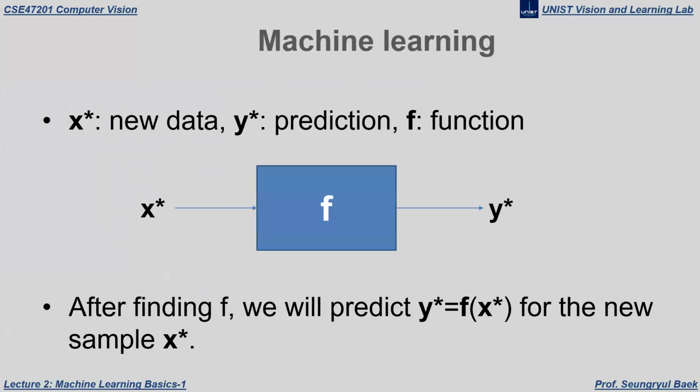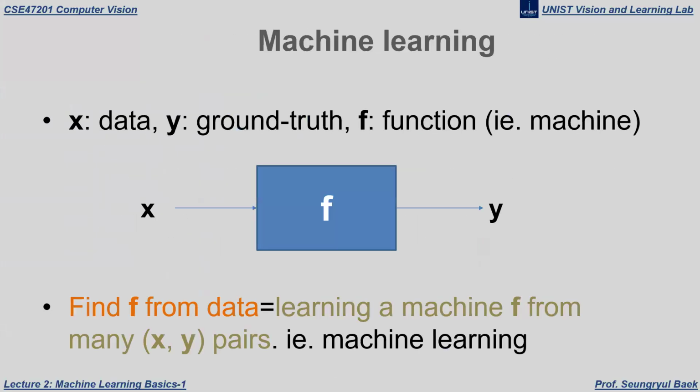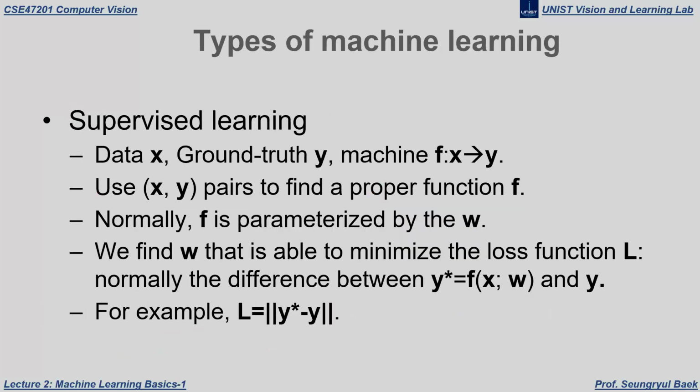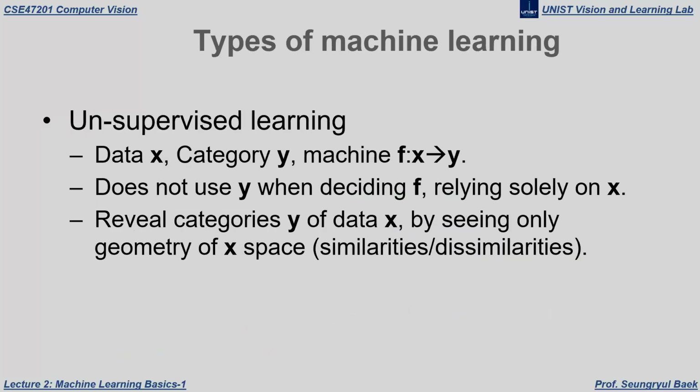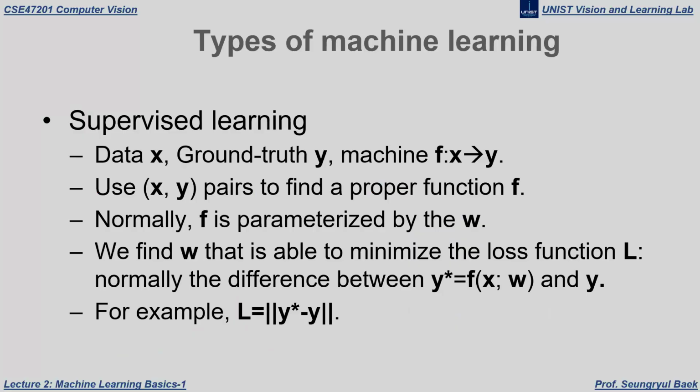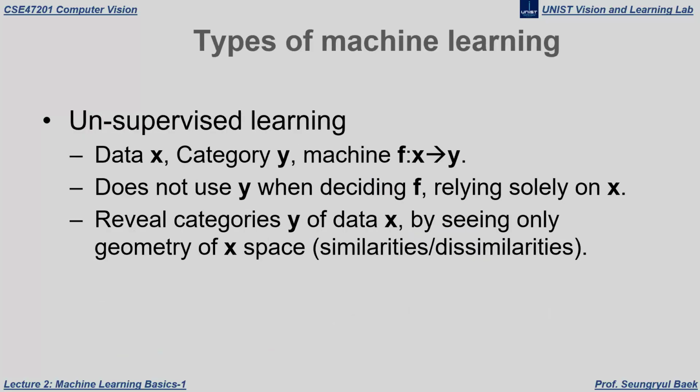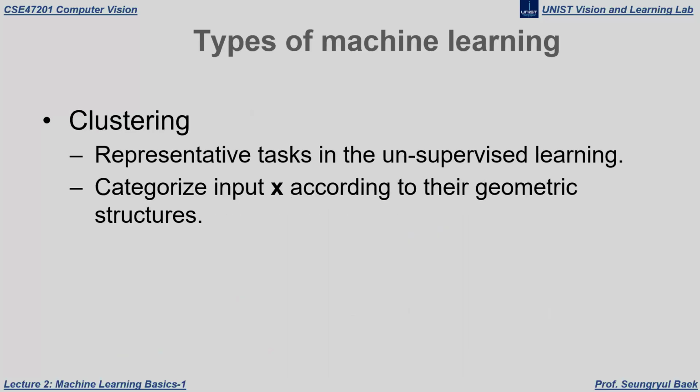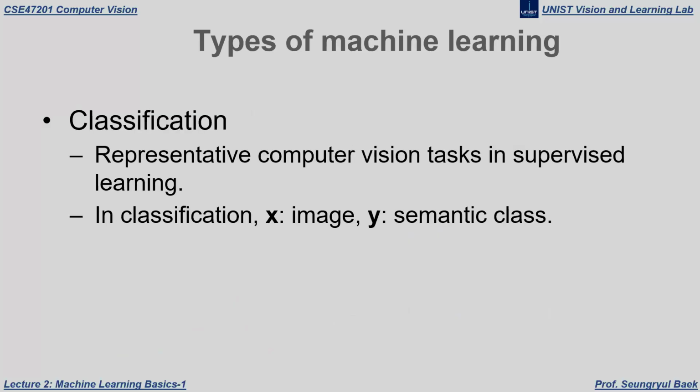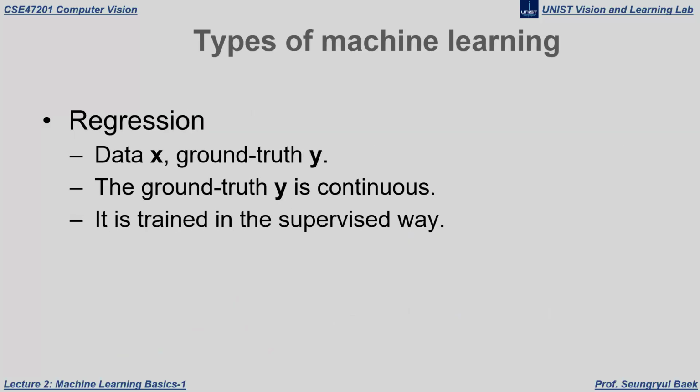So last time we learned about what machine learning is, and we have learned that in machine learning there are several categories of algorithms. First, supervised learning and unsupervised learning. The biggest difference between these two is that in supervised learning we have to use the ground truth, right? But in unsupervised learning we don't have to use the ground truth. That's the big difference. And also we have learned about clustering, classification, and regression, okay?